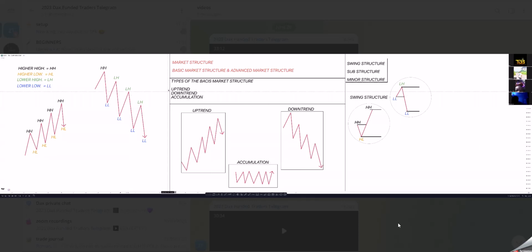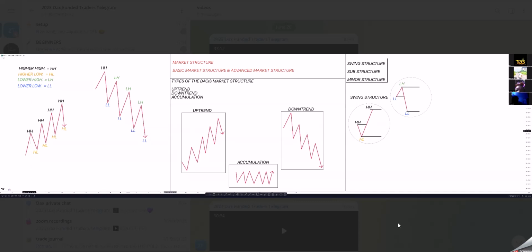Now back to the basic market structure. In the basic market structure, we have the higher highs, the higher lows, the lower highs, and the lower lows, right? That's how you determine, when you're in an uptrend, how to actually get in on these positions. You don't actually want to trade randomly from any highs or lows, right?